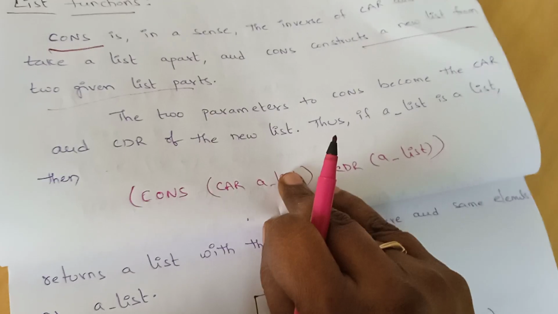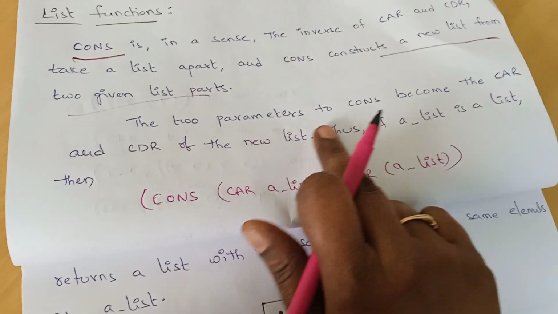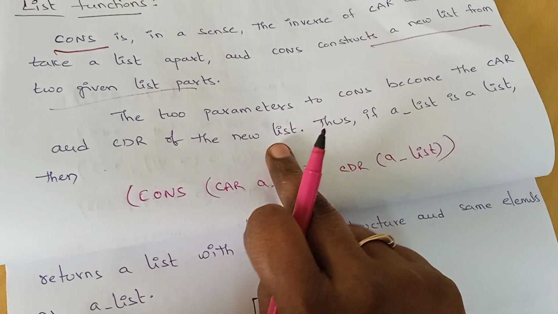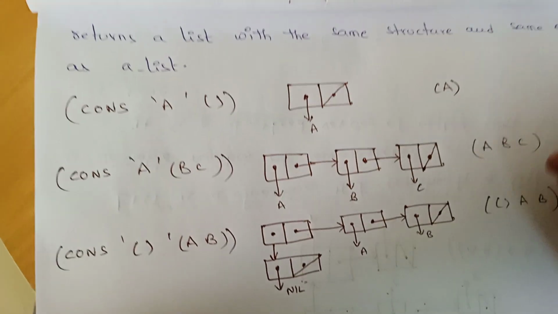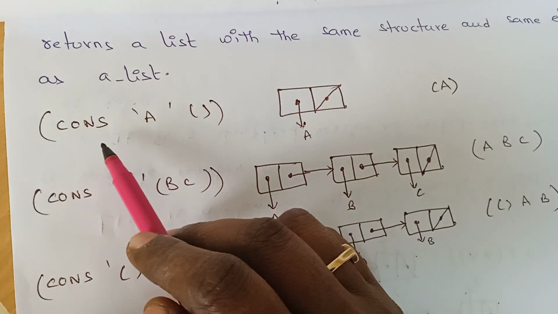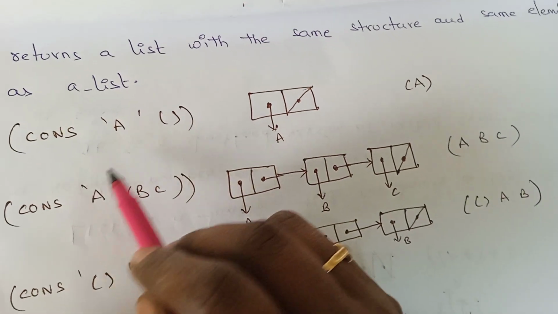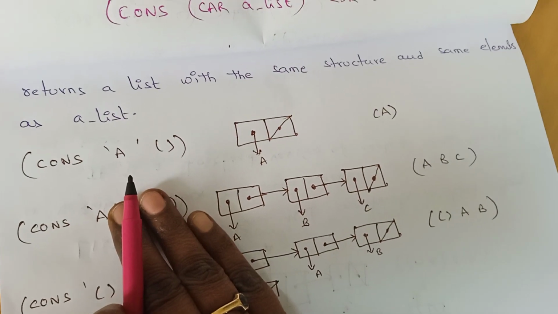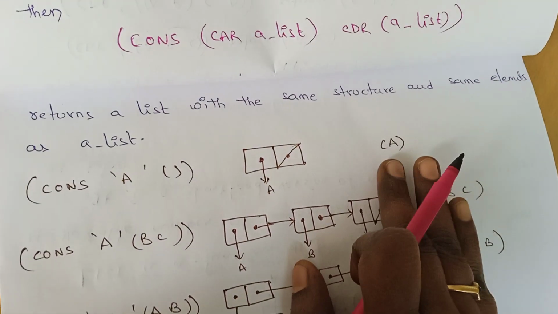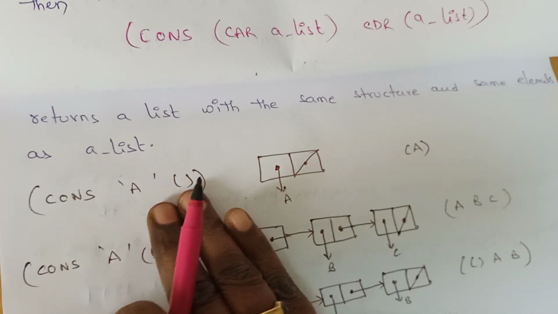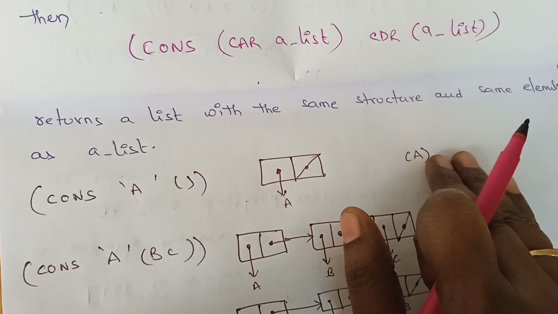Okay. Now I'll give you an example. The two parameters to CONS become the CAR and CDR of the new list. So we'll take some examples for better clarity. I have given three different functions which I am passing to the CONS function. Now when I write CONS A, it returns the list with the same structure and the same elements. Whichever elements the list consists of, the same list of items it returns back.